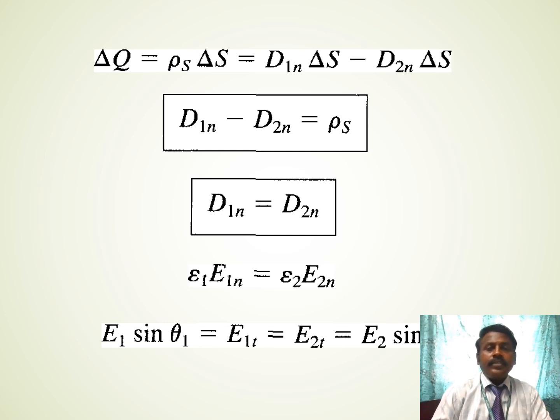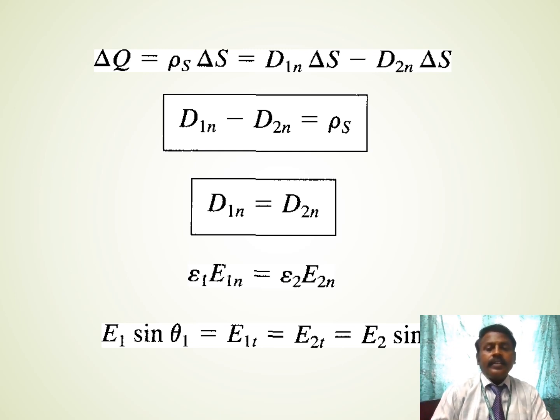So rho s is the surface charge density of the Gaussian surface, which should be multiplied by del s. So rho s into del s can be rewritten as d1n del s minus d2n, where 1n represents medium 1 and 2 represents medium 2. Therefore rho s is equal to dn1 minus dn2. Finally, if we consider rho s equal to 0, then we have dn1 equal to dn2.